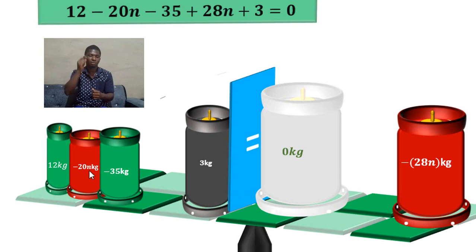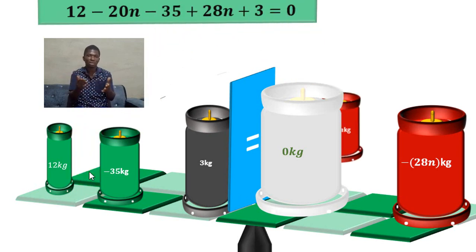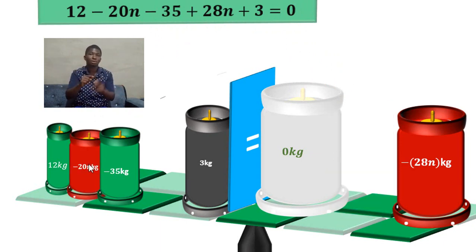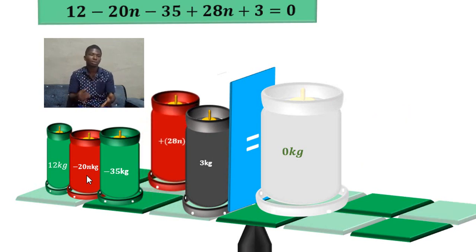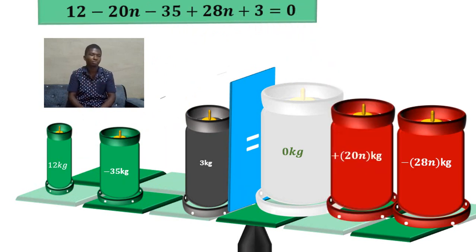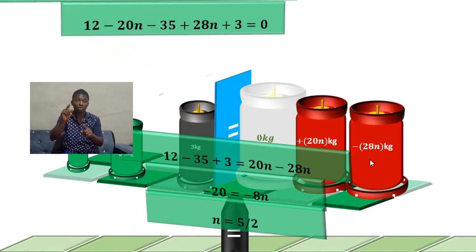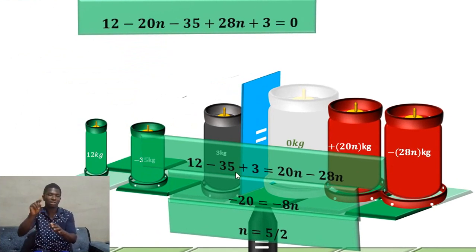Now, another one with a variable n is 20. So when we pick it up, when it comes here, it becomes what? Plus 20. While it was there, it was minus 20, but when it comes here, it becomes what? Plus 20n. So I believe that is understood. So we can just say that 12 minus 35 plus 3 equals, I have a positive 20n here and a minus 28n here. So when I simplify everything on this side, I have minus 20. Simplifying everything on this side, I have minus 8n.